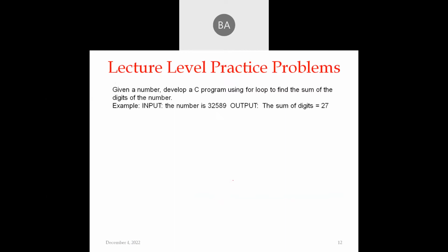The lecture level practice problem is given here. If you are given an integer number, develop a C program using a for loop to find the sum of the digits in a given number. That means if you are given this number, you have to find 9 plus 8 plus 5 plus 2 plus 3, the summation, which is equal to 27. So, the sum of the digits in a given number.